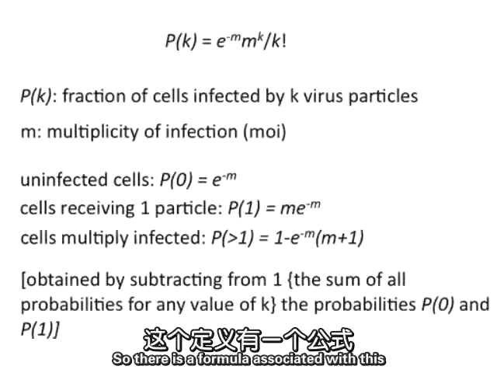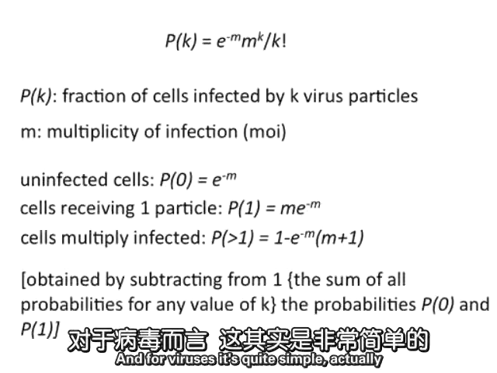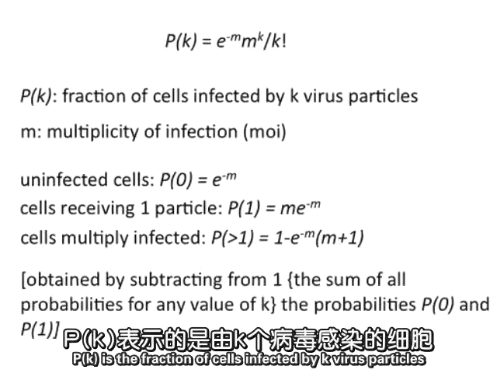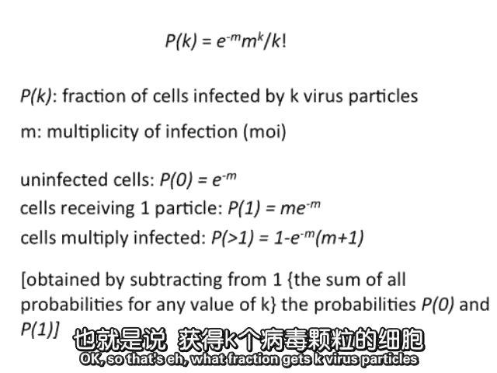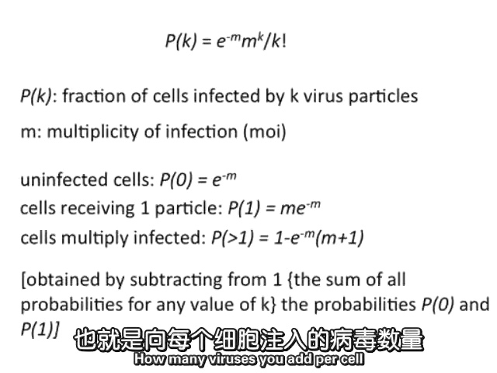So there is a formula associated with this right here. This is the formula for the Poisson distribution. And for viruses, it's quite simple, actually. pK is the fraction of cells infected by K virus particles. Okay, so that's what fraction gets K virus particles. M is the multiplicity of infection, how many viruses you add per cell.